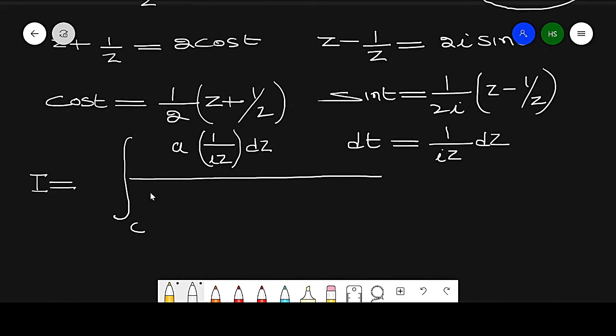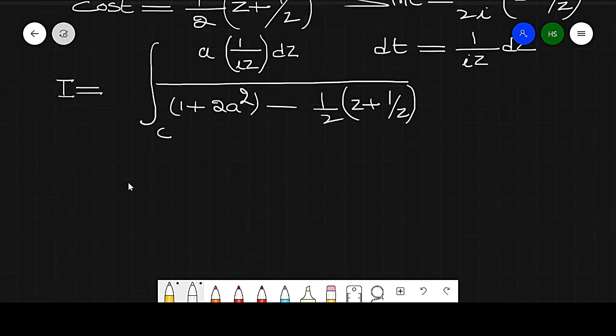So 1 plus 2a square minus cos of t. So what is cos of t? It is equal to 1 by 2 into z plus 1 by z. Now simplify this integration.